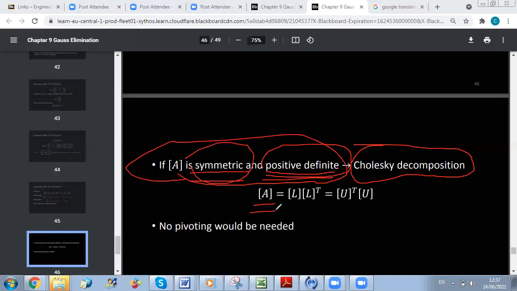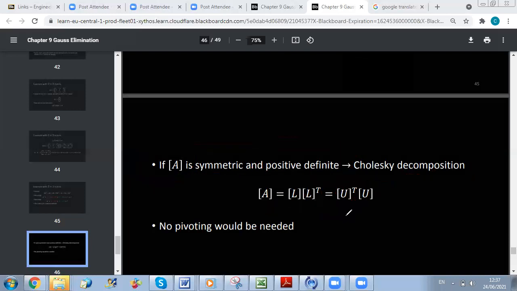I can say that A can be written as L, a lower triangular matrix, times the transpose of this lower triangular matrix. Or also, the second definition is that it can be written as the transpose of an upper triangular matrix times the upper triangular matrix. These two are equivalent, and you know that the transpose of an upper triangular matrix will give you a lower triangular matrix. So now let us use this definition to see what U will be. How can I find U in a way that U transpose times U will give me A?